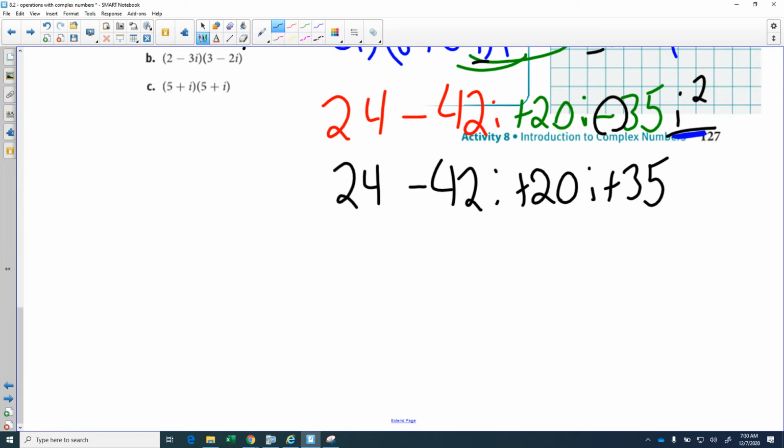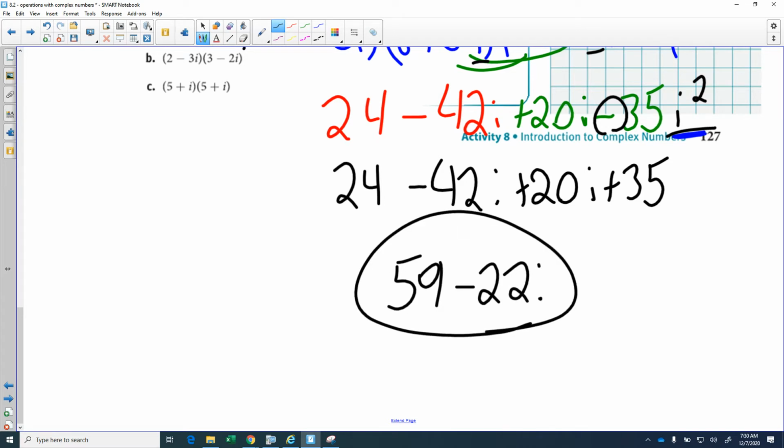At this point, I'm just going to combine like terms just like we did yesterday. 35 plus 24 is going to be 59. -42i plus 20i is -22i. And I have my answer.